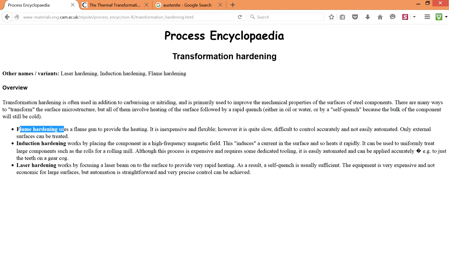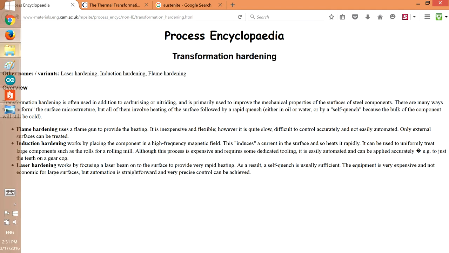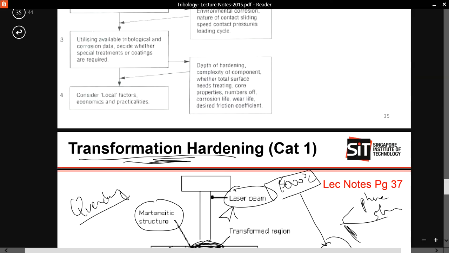So normally people use flame hardening, so you just use a flame gun and you heat it up, but it's quite slow and so on. You can read yourself. Induction hardening is more on the high frequency side. This magnetic field will heat up the surface rapidly. So these are the different types of hardening methods, and these are the transformation hardening processes. Hopefully you are kind of clear on Category 1 now.